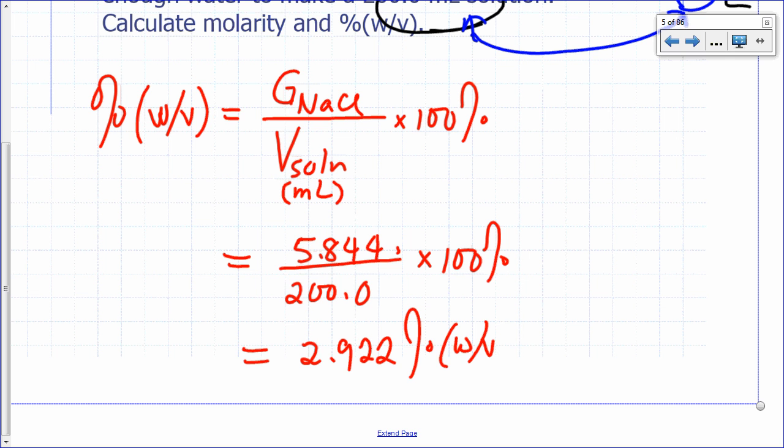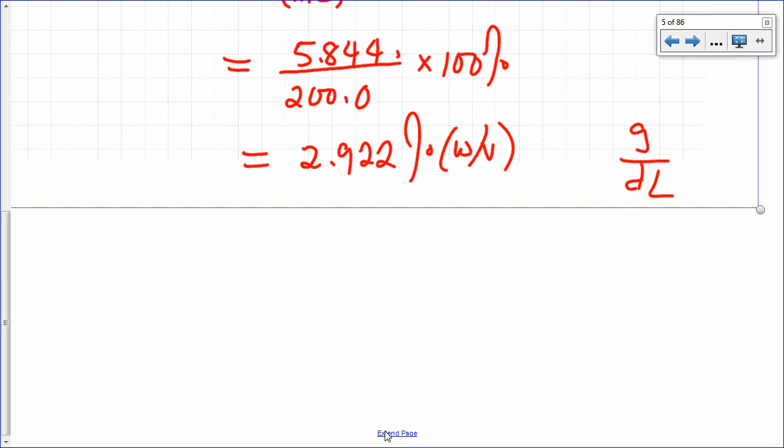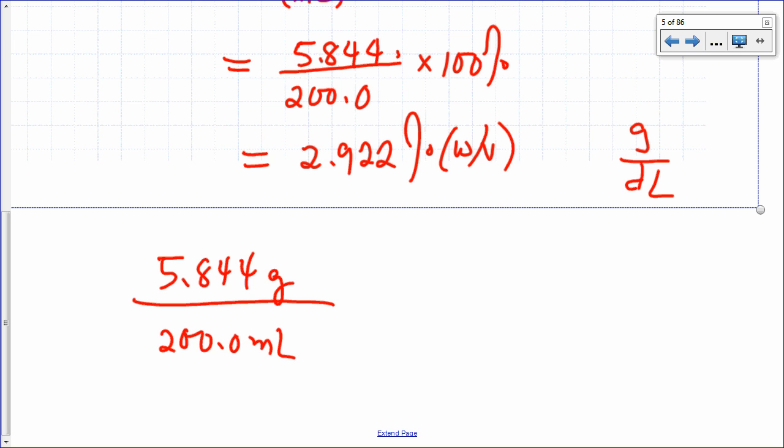Weight by volume. And just like I said earlier, this is the same thing as grams per deciliter. Let's do that in terms of grams per deciliter. If you have 5.844 grams over 200 mils, okay? A deciliter is 100 mils, right? So 100 mils is 1 deciliter.